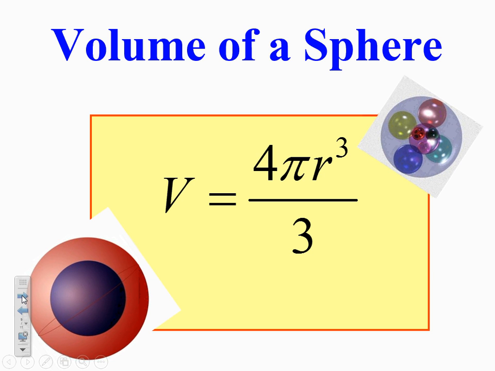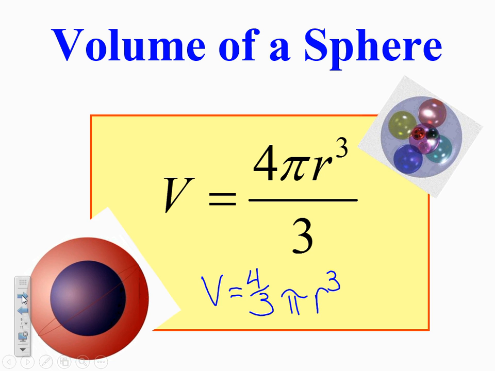Now there's 2 different ways to write this formula. This is one. Volume equals 4 times pi times r cubed divided by 3. Or if you want to think about it like this, volume equals 4/3 times pi times r cubed. These two mean the exact same thing. So if you want to have both of them written down, you can. It's just 2 different ways to look at the same problem.